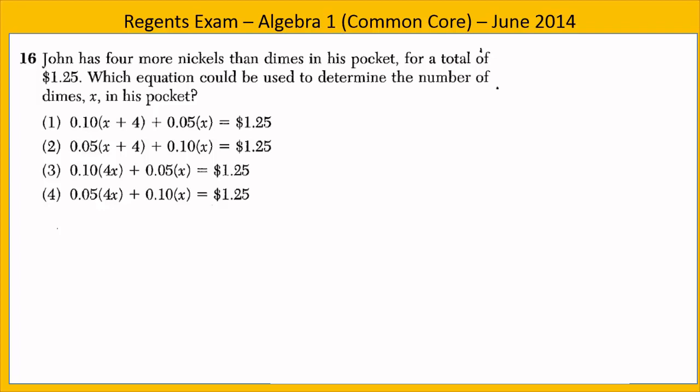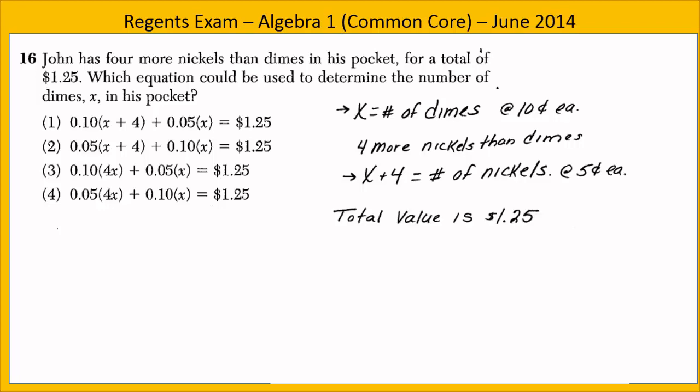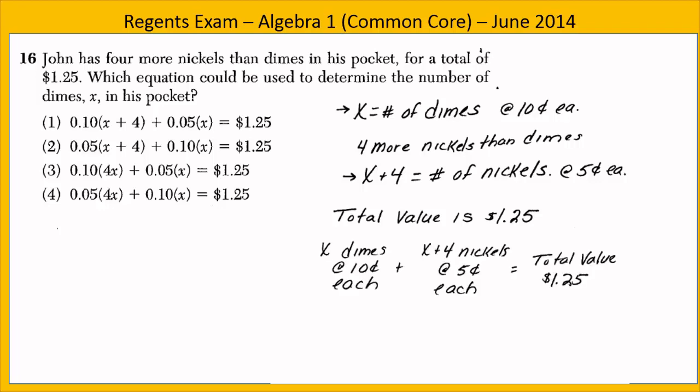Let's begin by organizing the information. We know that John has x dimes. Dimes are worth 10 cents each. He has 4 more nickels than he has dimes, and so the number of nickels is x plus 4. Nickels are worth 5 cents each. The total value of his coins is $1.25. And so we have x dimes at 10 cents each, x plus 4 nickels at 5 cents each, and that equals a total value of $1.25.